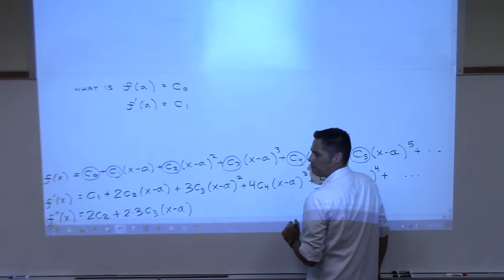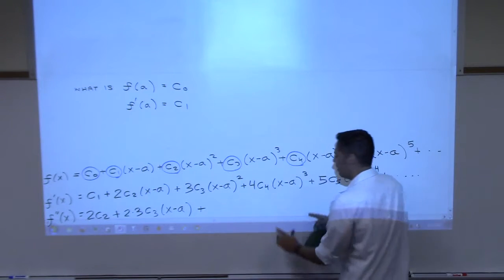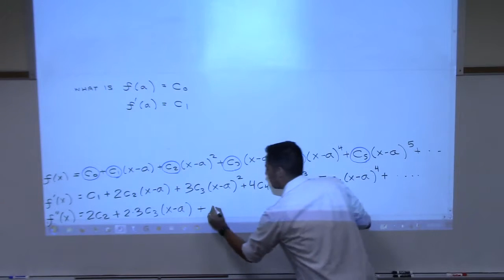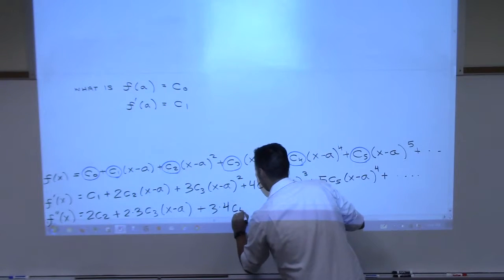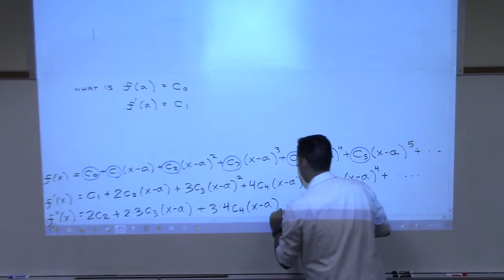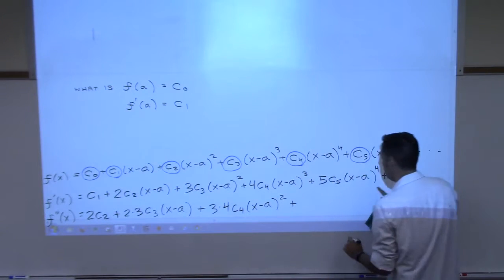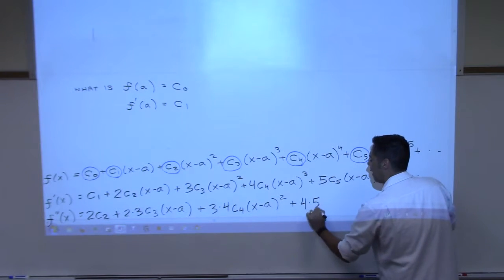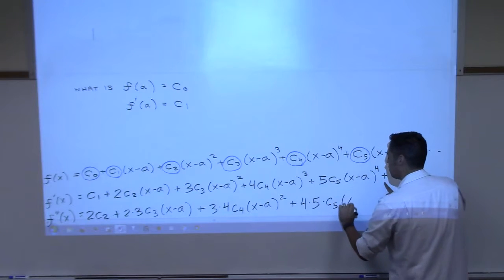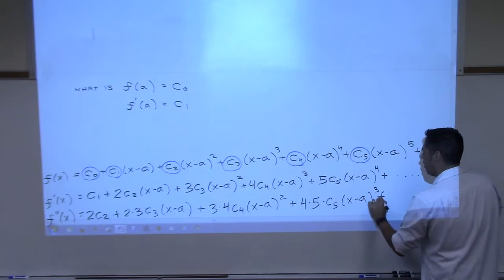To the 1, right? What's the next one? 3 times 4, which is 12. I understand that, but I'm not going to write that. x minus a squared. Plus, next one, 4 times 5 times c sub 5, x minus a to the third, plus dot, dot, dot.